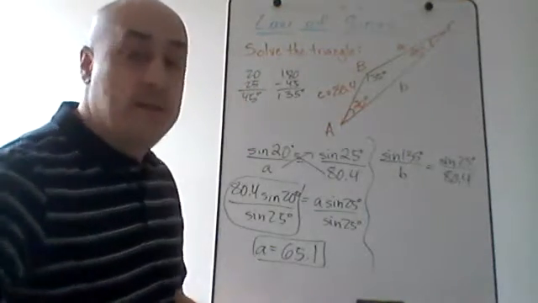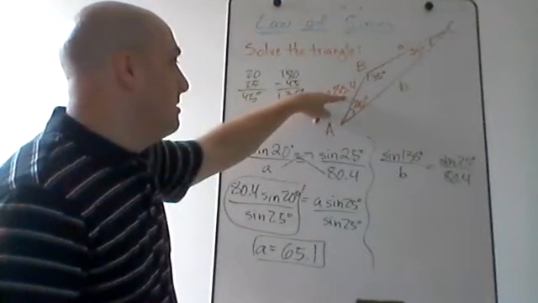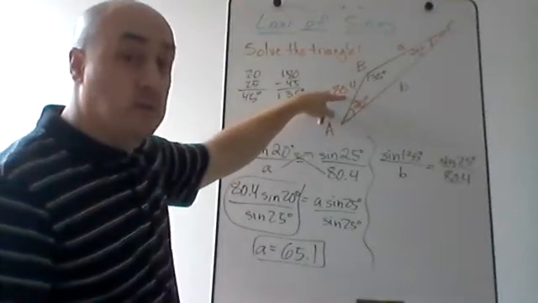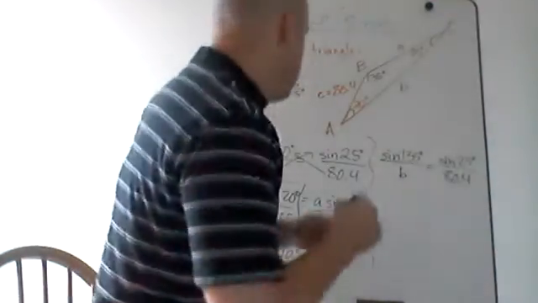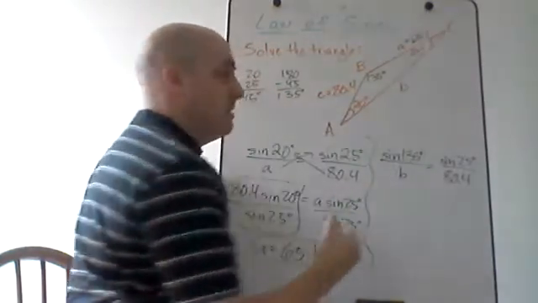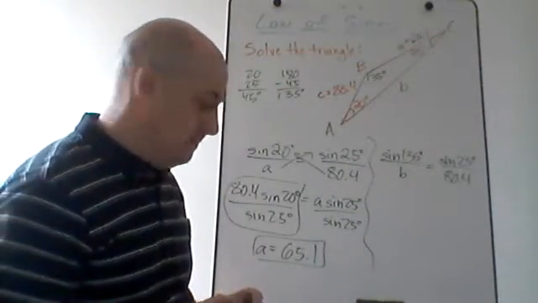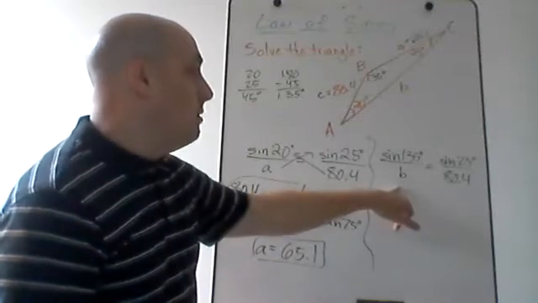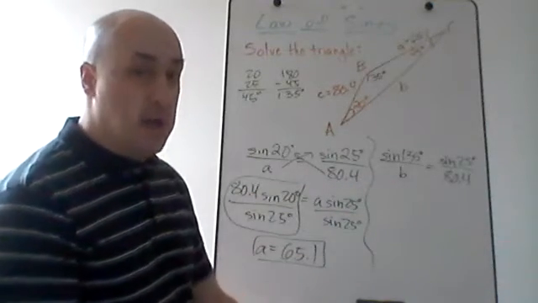Right, and I rounded it to 1 decimal place because side C was given to 1 decimal place, 80.4. So my side A now I know is 65.1. All right, that's the length of side A. All right, so I solved for that one. Now I go over here to solve for side B. I go ahead and do the same thing.